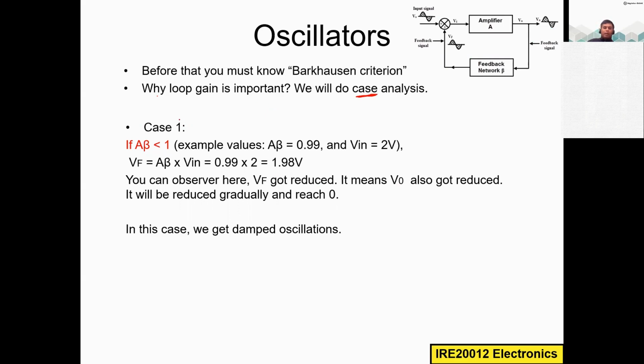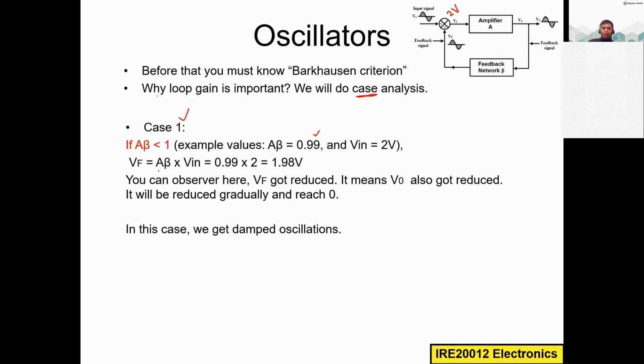Case 1: assume A beta is less than 1. What will happen? Here you can see the numerical example. A beta is equal to 0.99 and V in is equal to 2 volt. In the same block diagram, V in is 2 volt and the A beta multiplication is 0.99, which is less than unity, less than 1.